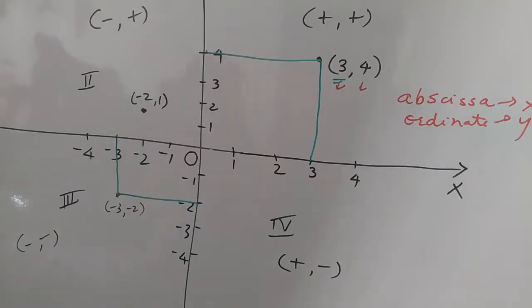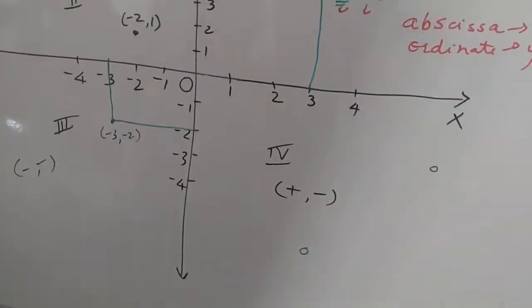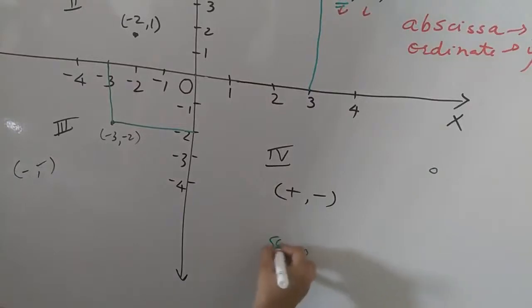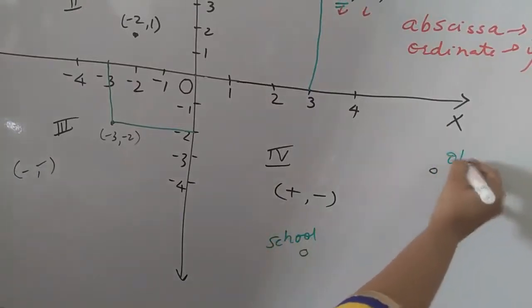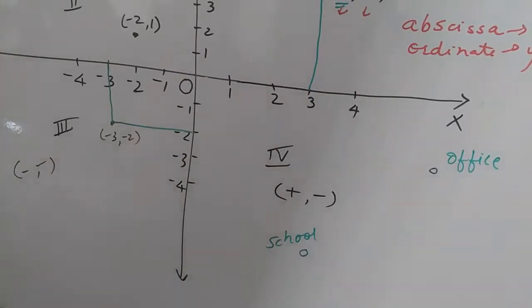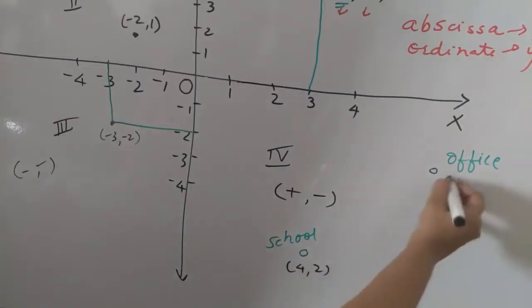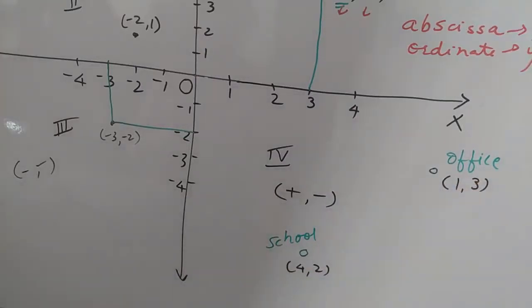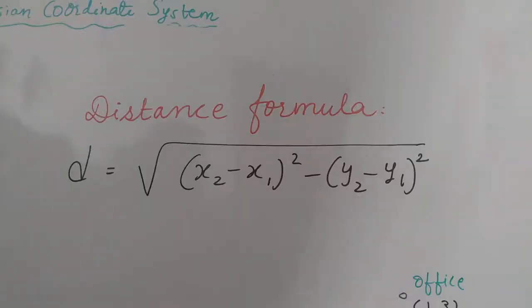Now suppose you are told that your father's office is here and your school is here, and you want to find the distance between the school and the office. For that you are given some coordinates, here suppose (4, 2) and here suppose (1, 3). Using this you can find any distance, as already explained. So the formula for distance I am writing here now.